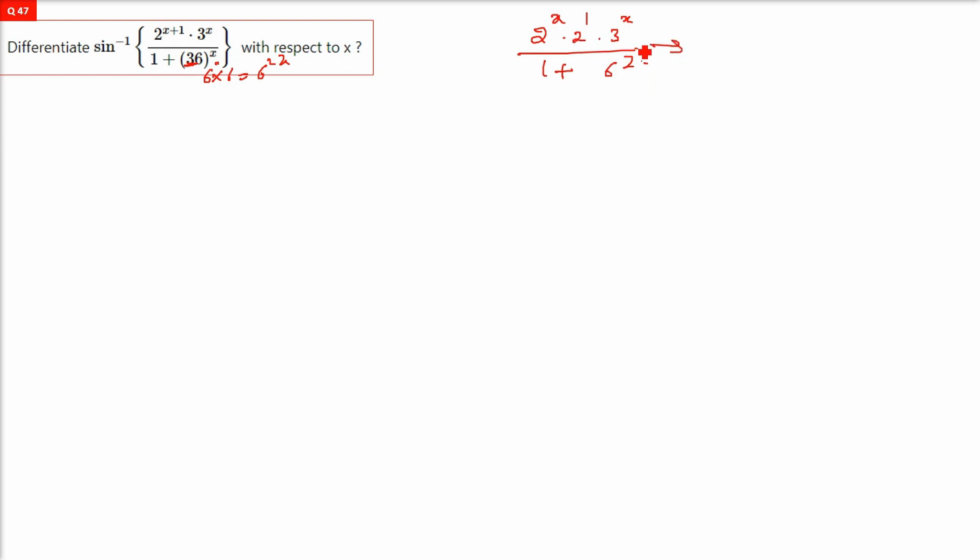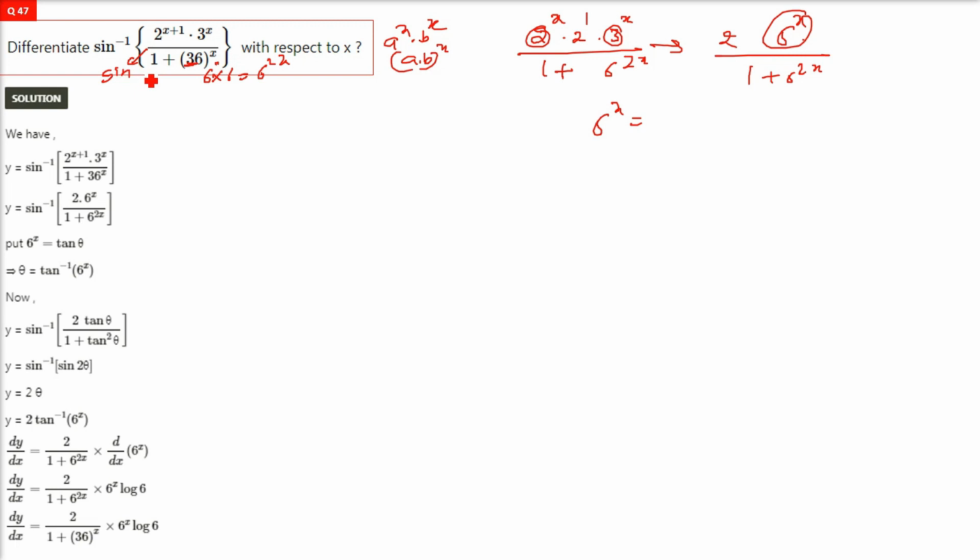Okay. Now this 3 and 2 you can multiply. A to the power x into b to the power x is a into b to the power x. So 6 to the power x. Then you have a 2 here. And 1 plus 6 square, 6 to the power 2x. So 6 to the power x. Let us put something so that we get a sine here. Ultimately we want a sine. So you can cancel these two out. Alright. 6 to the power x, I am putting it as tan theta.